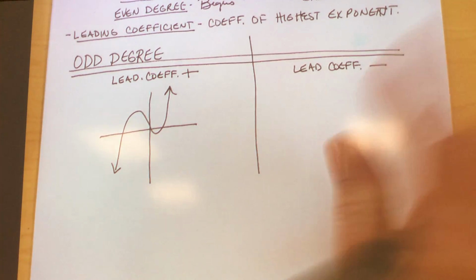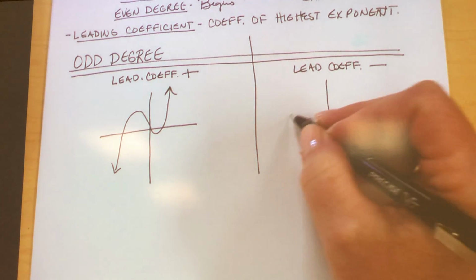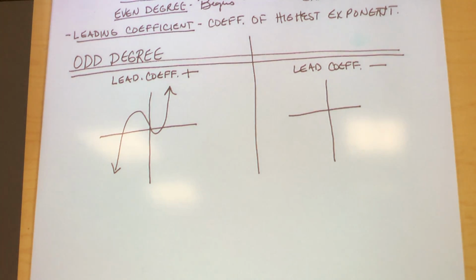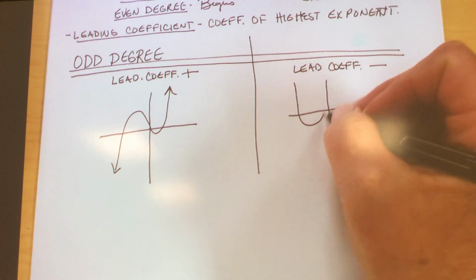Now, if his leading coefficient is negative, where does he end up going? Down, okay? Where did he come from? Up. So he might look like this.